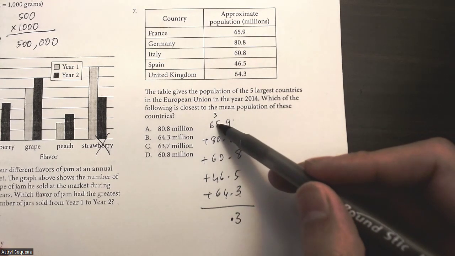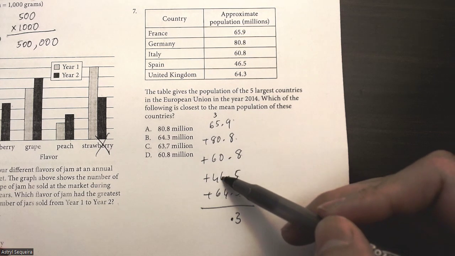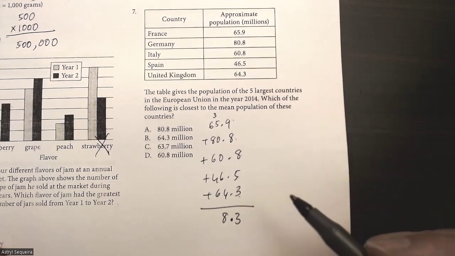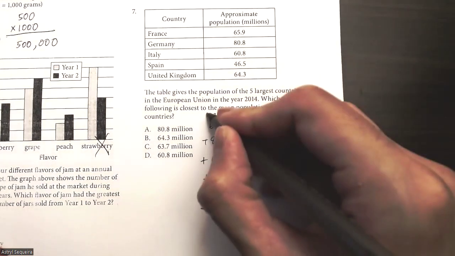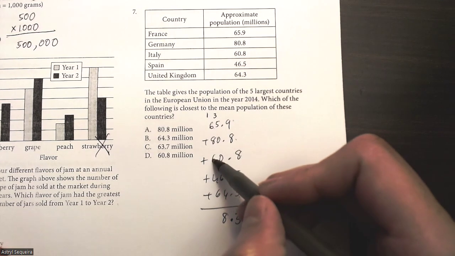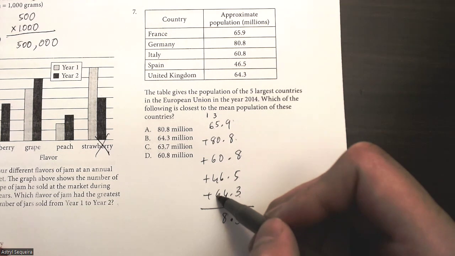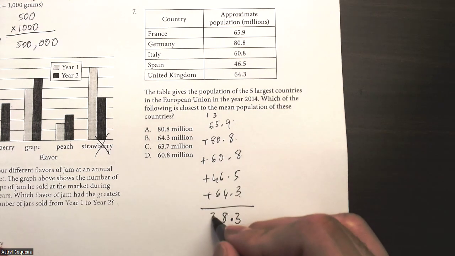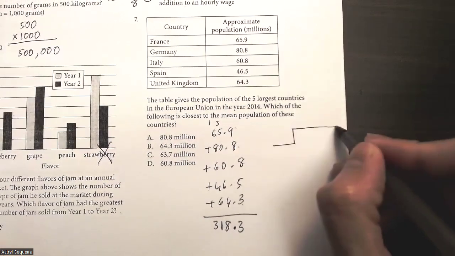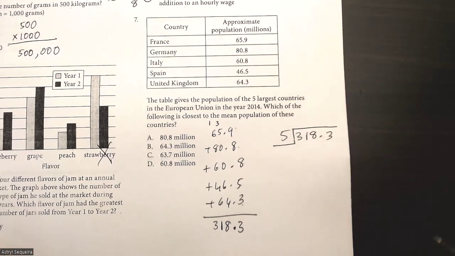3 plus 5 is 8, plus 0 plus 0 is still 8, plus 6 is 14, plus 4 is 18. 1 carries over. 1 plus 6 is 7, plus 8 is 15, 21, 25, 31. So we have 318.3, and we need to divide this by 5.